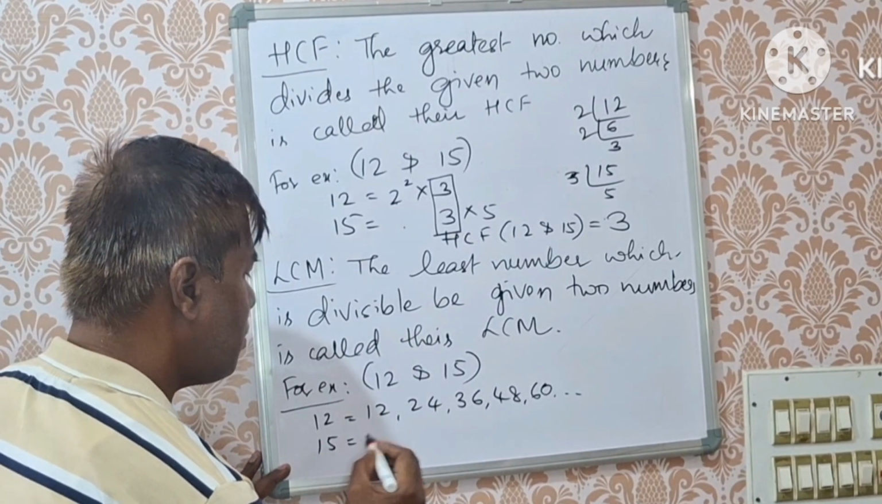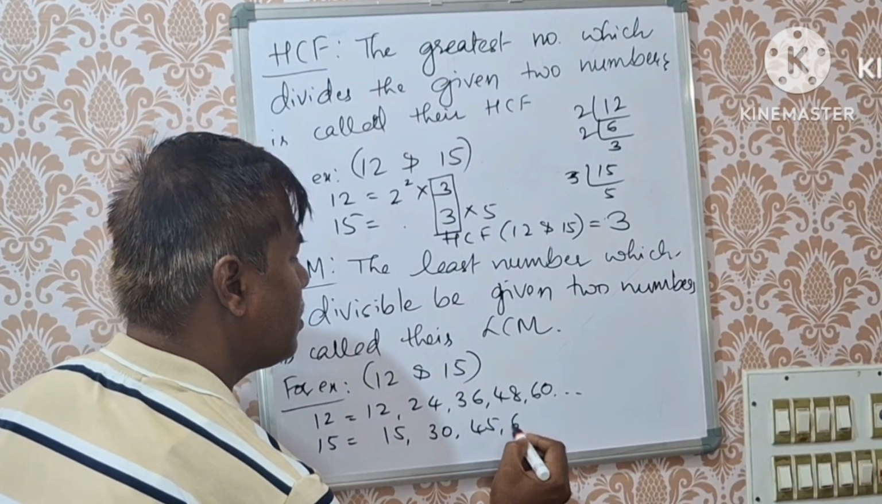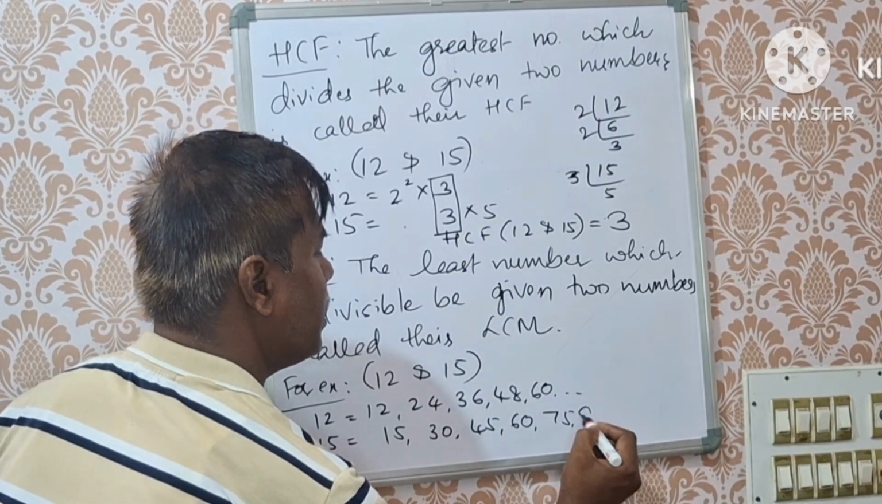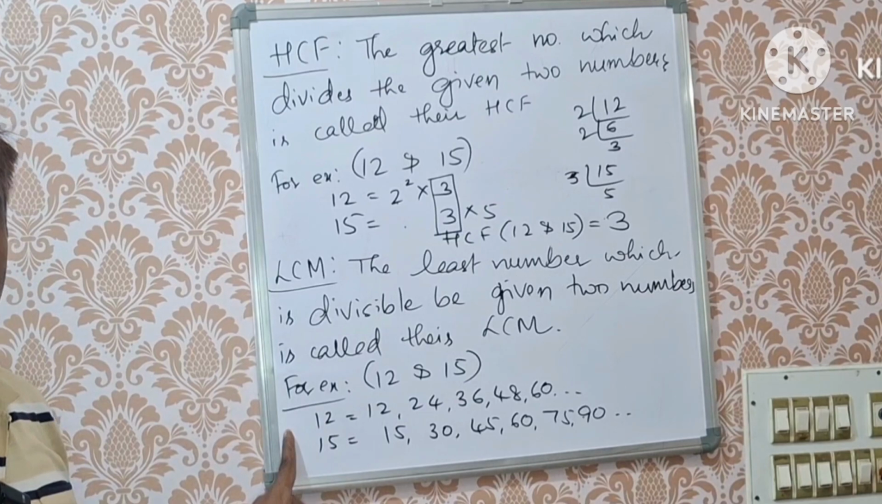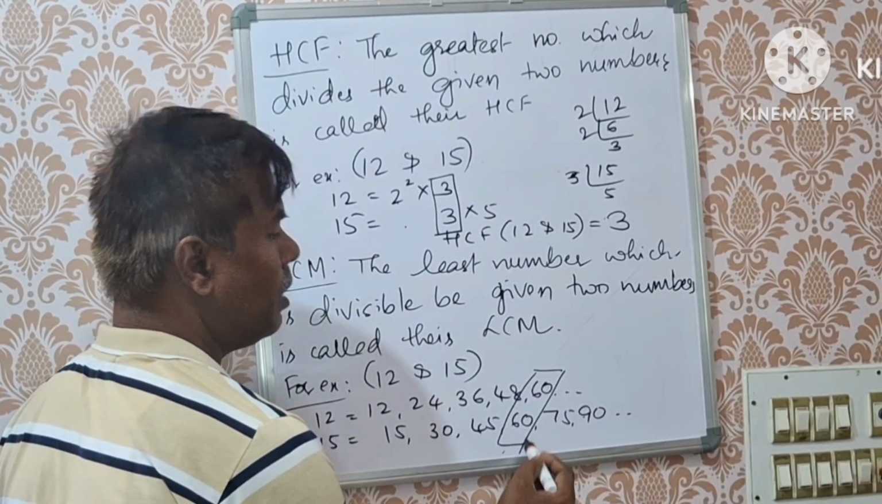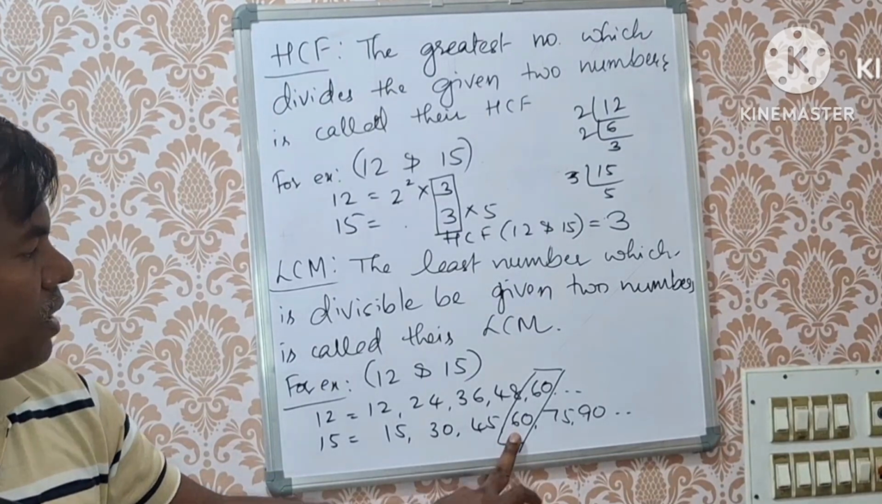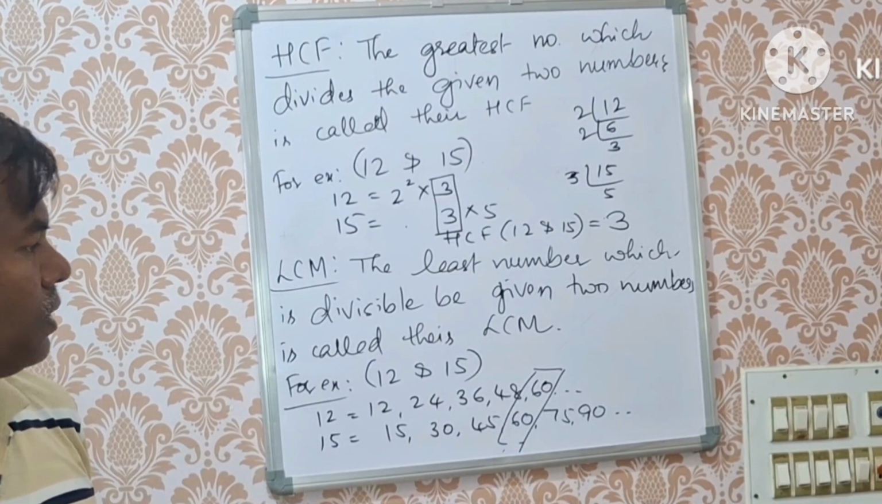Which are the numbers divisible by 15? 15, 30, 45, 60, 75, 90, etc. Which is the least number divisible by these two numbers? 60 is the least number divisible by these two numbers. This is called the least common multiple. How to find out 60?